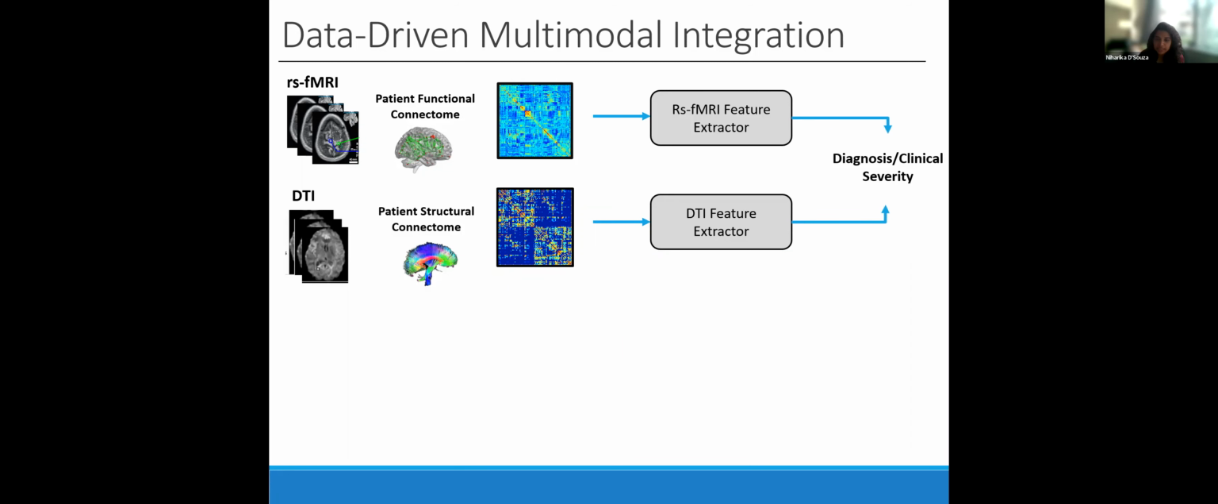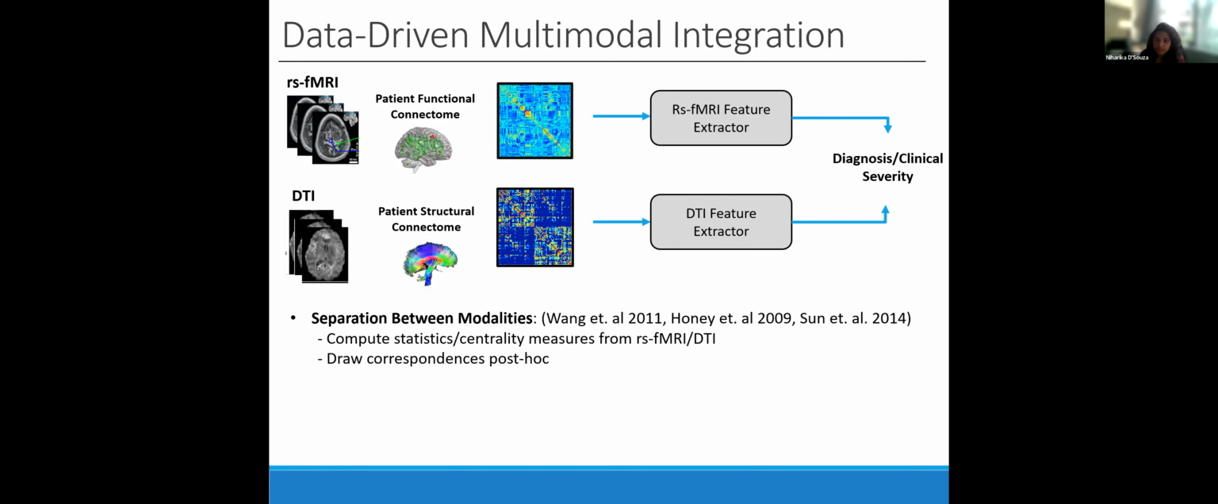There has been an increasing interest in integrating these two representations, particularly for diagnostic applications. This is how a typical data-driven multimodal integration pipeline would look. Often, such approaches fall into two broad themes. Some of the techniques separately analyze the statistics of individual modalities or extract graph theoretic features separately, and then draw correspondences between the features post hoc. Such approaches may not directly exploit the complementarity between the two representations.